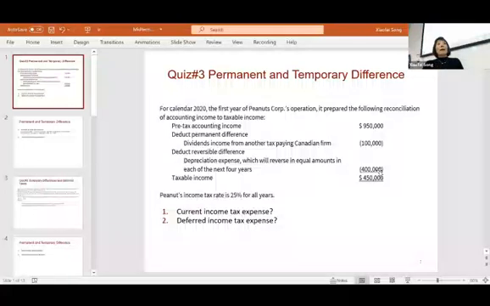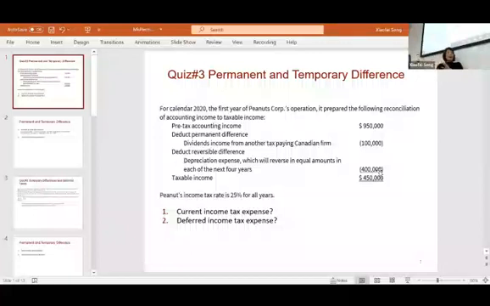CCA, capital cost allowance, is the amount you're allowed to deduct for your PPEs for tax purposes. Depreciation expense is the amount you deduct to compute accounting income. So we're converting accounting income to taxable income. We adjust for the difference. Now we deduct 400,000. That means you can deduct $400,000 more for tax purposes. And in the future, CCA will be less than depreciation, right? So the adjustment will be reversed.